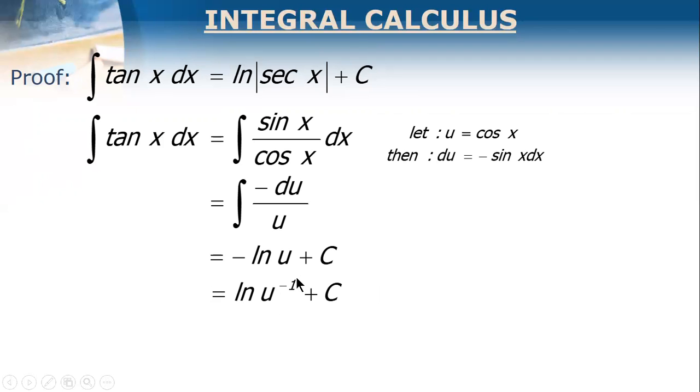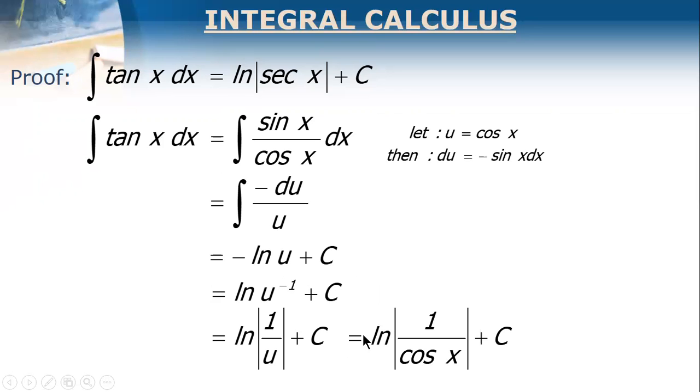And to make the exponent positive, you change it to ln of 1 over u. Since our u is cosine x, we have ln of 1 over cosine x plus c. And this is a reciprocal function. The reciprocal of cosine is secant.